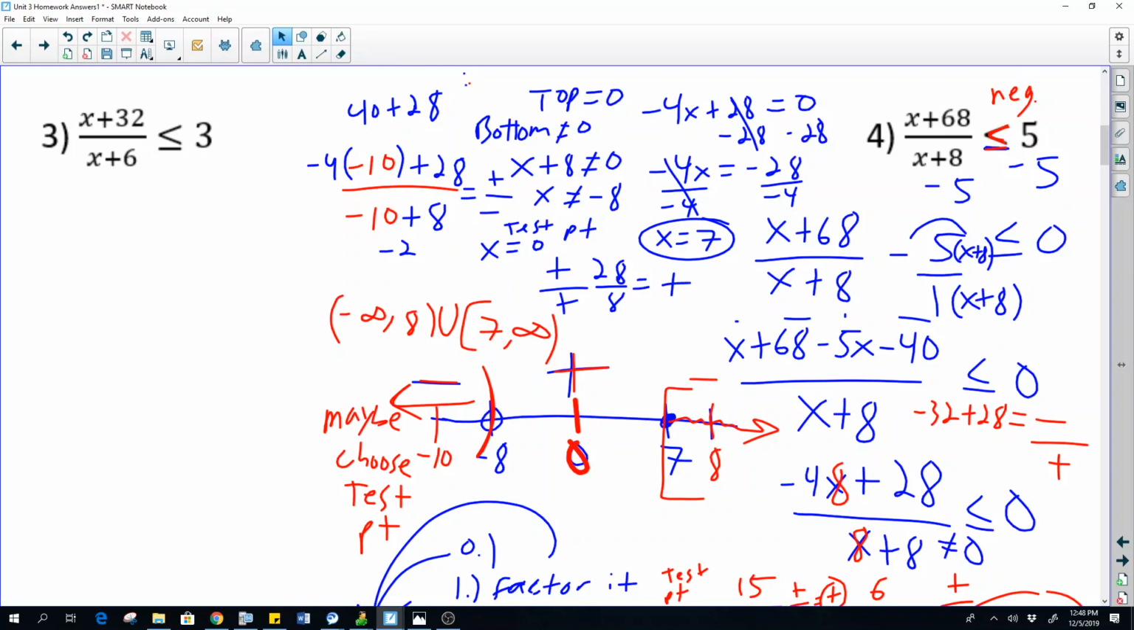Woo! We got it. So a lot more work than I thought. Definitely more room on this worksheet next year.